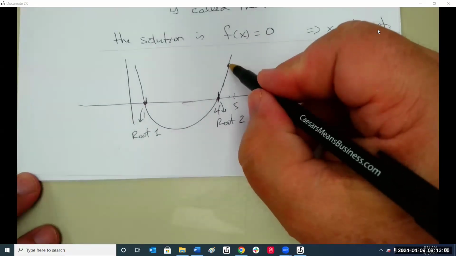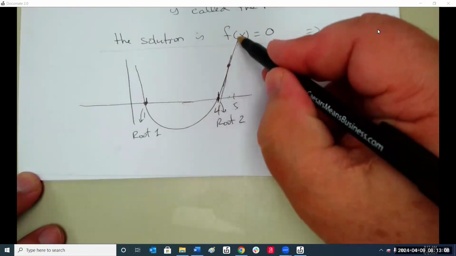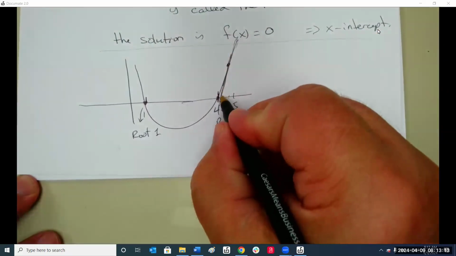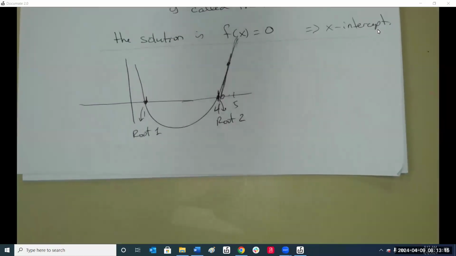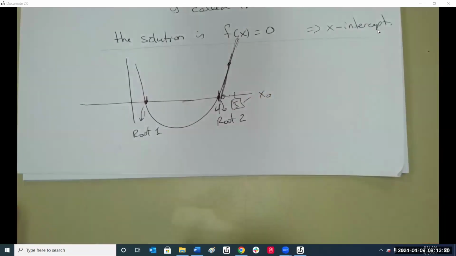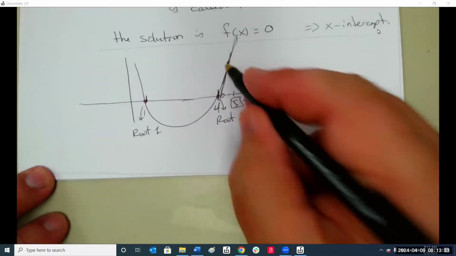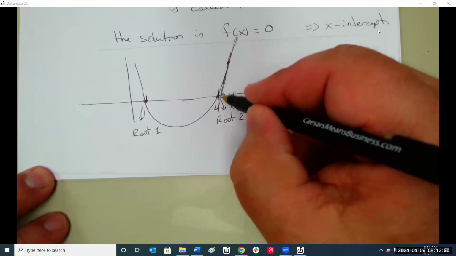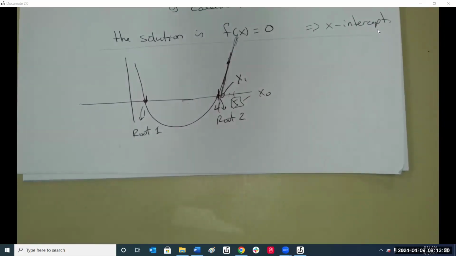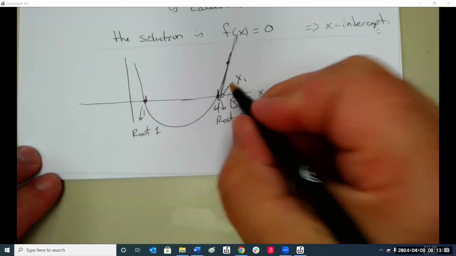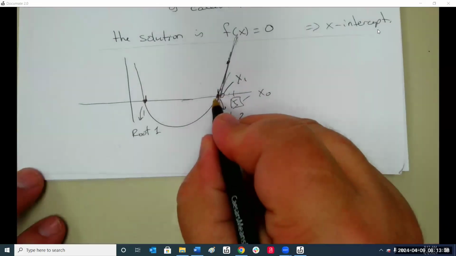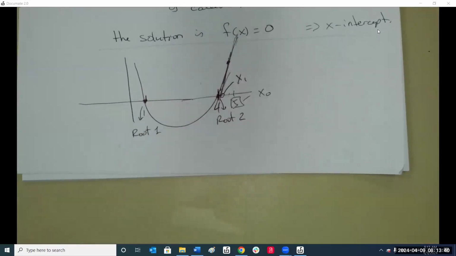I get a point on that curve. The tangent line to that curve at that point, where it crosses the x-axis, is now my next guess. This was my first guess, my initial guess. Once I find that, I find the tangent line at that point, and where it crosses, that's my next guess. I repeat the process, and then I find a closer one, and a closer one. Eventually, it gets so close that I get to the actual x-intercept.